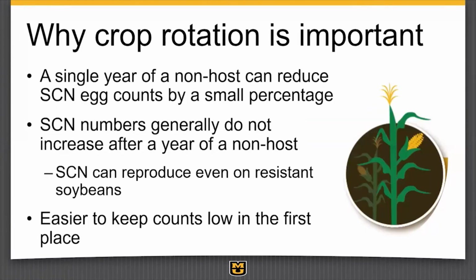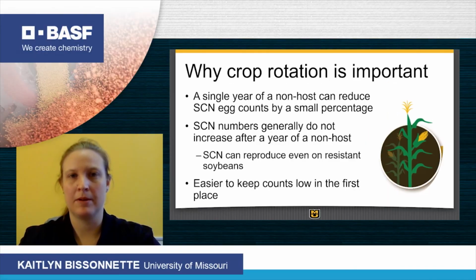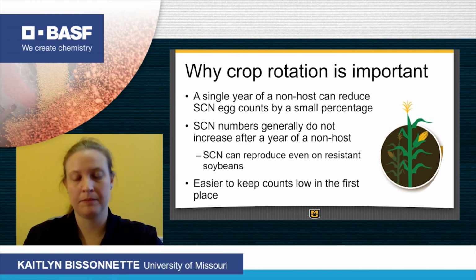And I've also mentioned that crop rotation is a huge part of soybean cyst nematode management because it can help to reduce the initial population that you're dealing with in a field. Because a single year of a non-host can help to reduce soybean cyst nematode counts by a small percentage. Soybean cyst nematode numbers do not necessarily increase after a year of a non-host crop, but they can increase even on a resistant variety. So it's much easier to keep those soybean cyst nematode counts low in the first place.